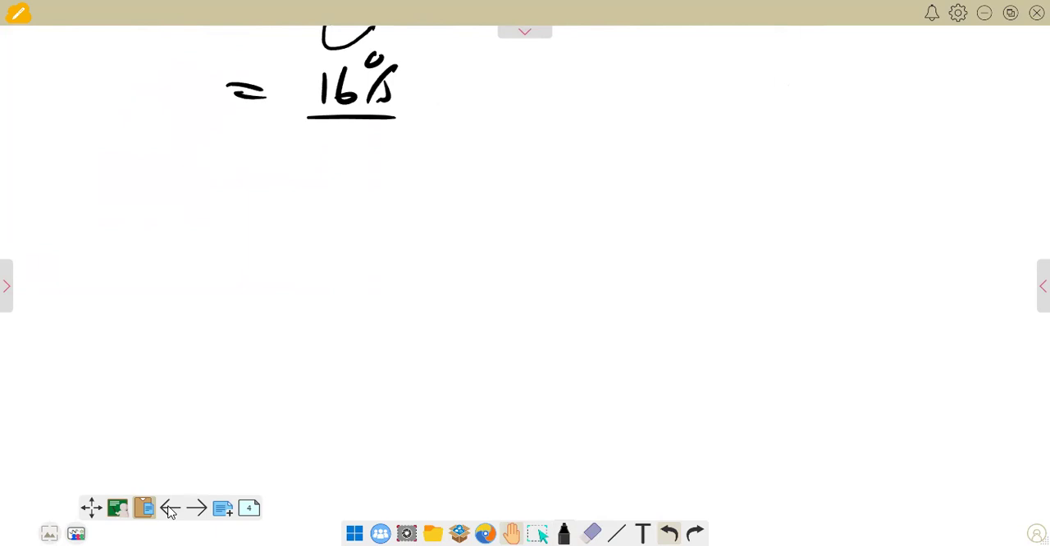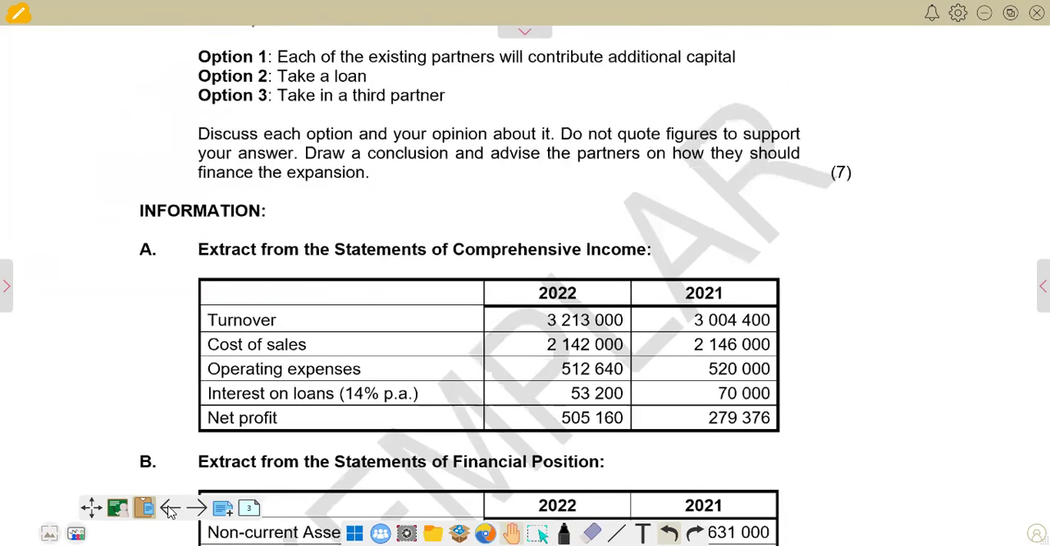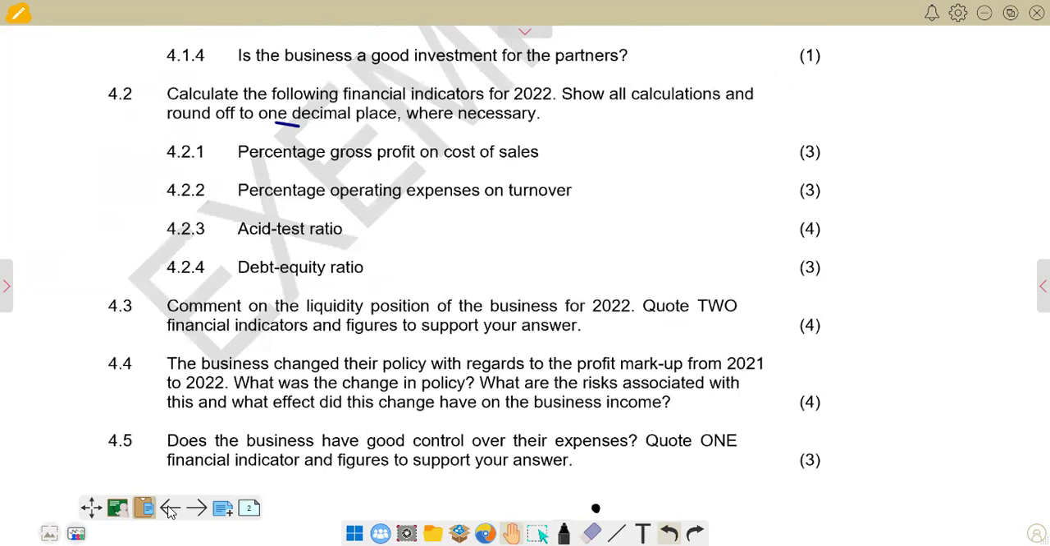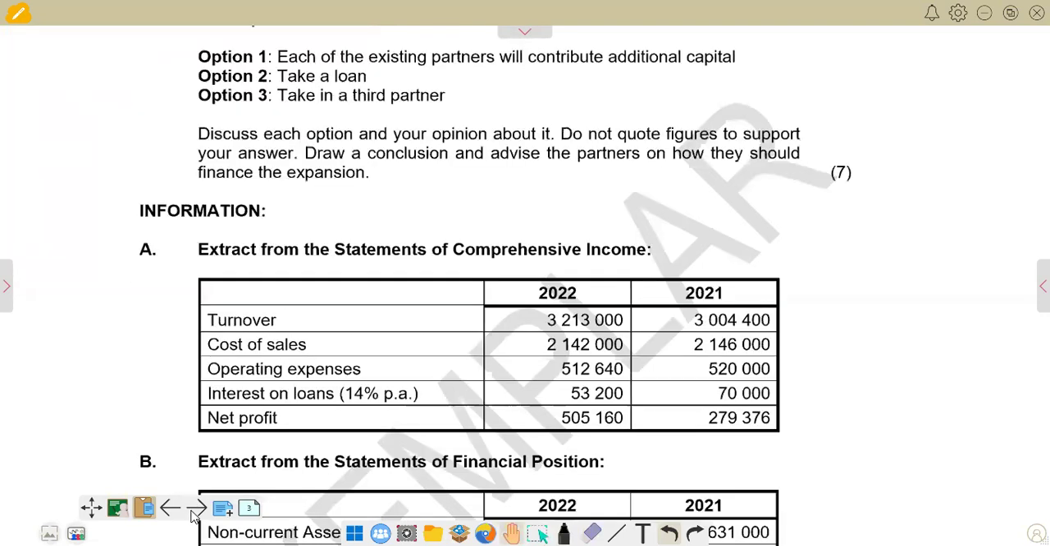Let's see what we are given in the next question. For the next question, it is the acid test ratio. Remember the formula that we have for the acid test ratio: we take current assets and subtract the figure for inventory that we're given in the question, relative to current liabilities. So we are now on 4.2.3.